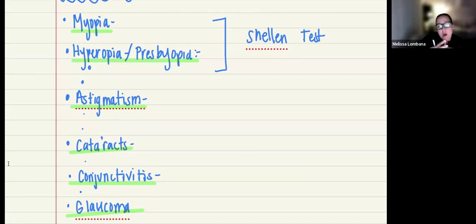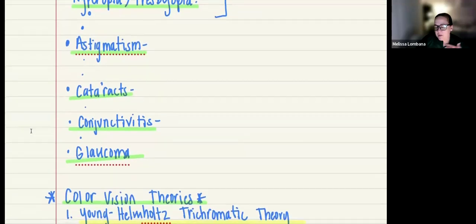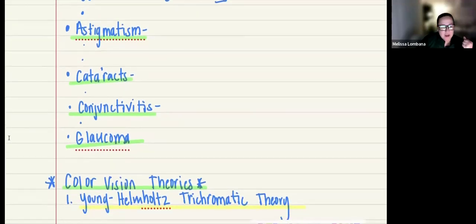There's no way of curing that, okay? Because the neural signals are not being sent to the, what's this called? To the brain. All right.